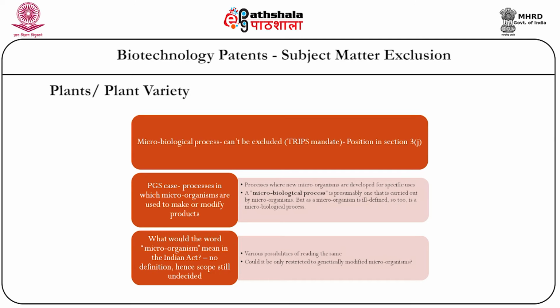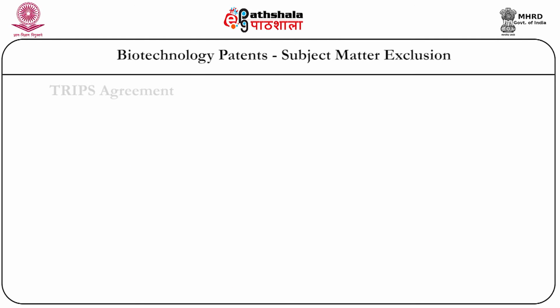No definition, and hence there is still a lot of scope for deciding. There are various possibilities of reading the same. Could it be only restricted to genetically modified organisms or microorganisms? That needs to be seen. So, what was done by the TRIPS agreement?